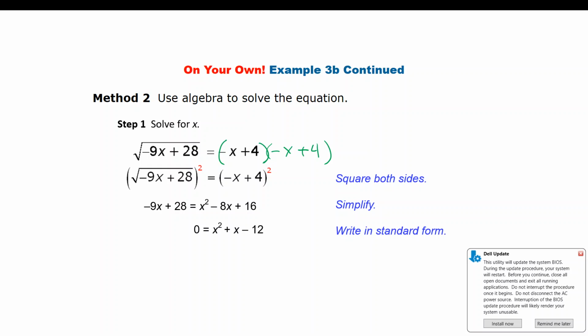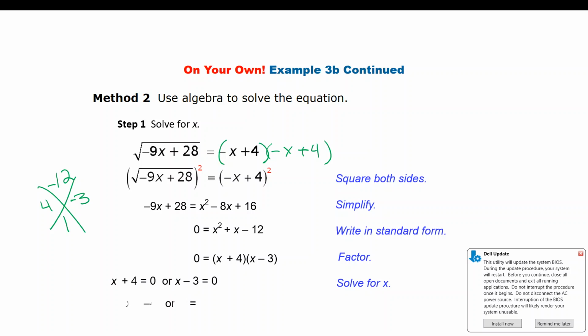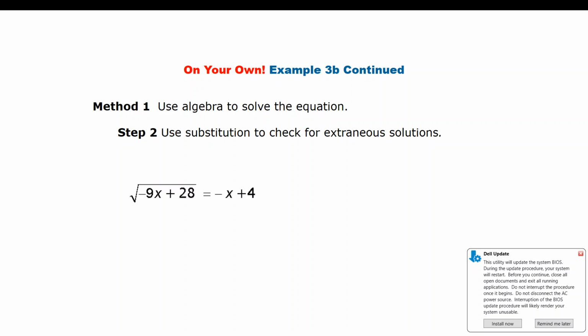Then you want to write it in standard form, and then we have to factor. -12 and 1, two numbers that multiply together to get -12 and add together to get 1. I know that's going to be a 4 and a 3, and the 1 is positive, so we're going to do it that way. So x plus 4 times x minus 3 equals 0, and we end up with x equals -4 or x equals 3, which is what you found out by looking at it on the calculator also. I do want you to know how to use both methods, particularly the algebra one.